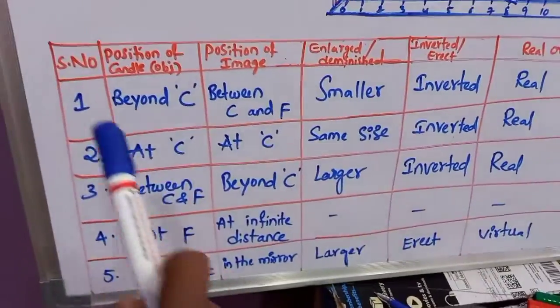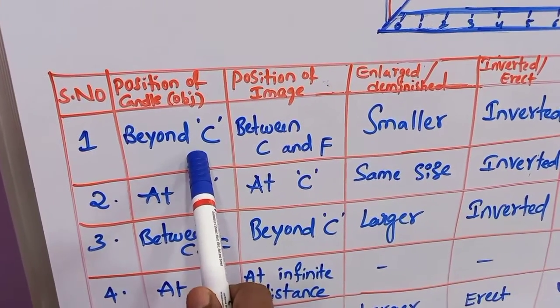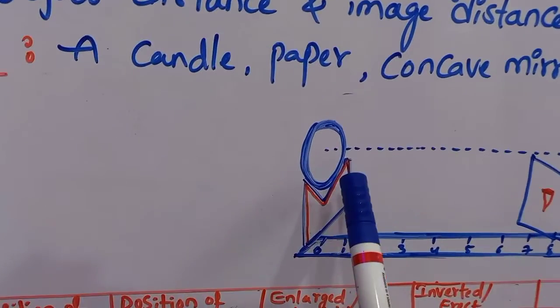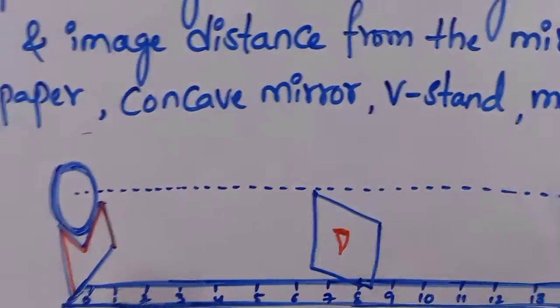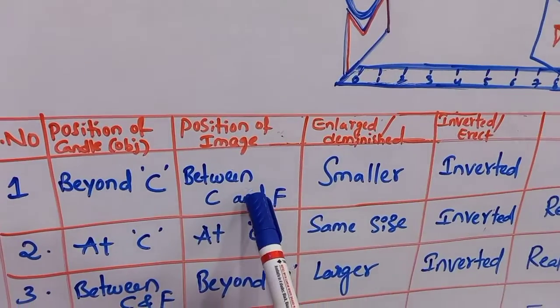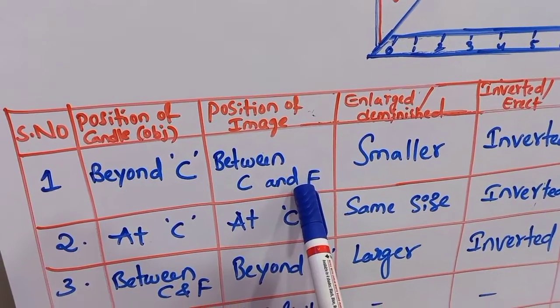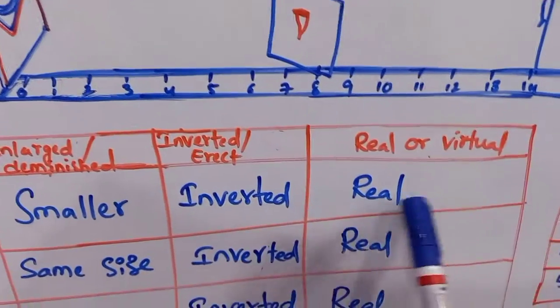Okay, so based on the observations noted down, serial number 1: when the position of the candle is beyond C. C means here the center of curvature. Every concave mirror will have a center of curvature at a certain distance. So when the object, the candle, is placed beyond C, the position of the image is found to be between C and F, that means between the center of curvature and the focal point of the mirror. The image is found to be smaller, inverted as well as real.